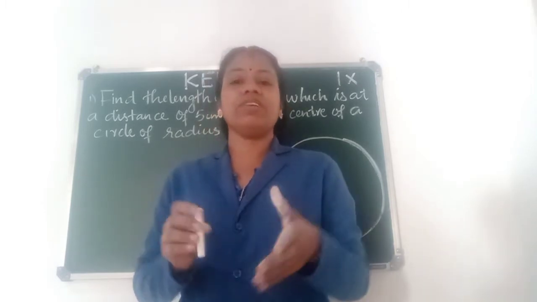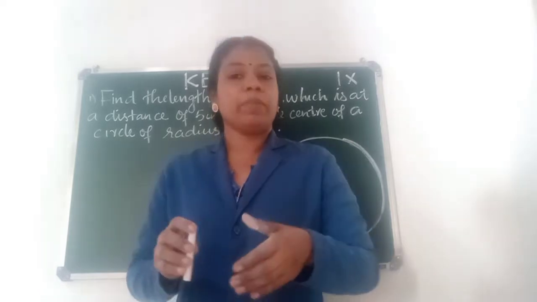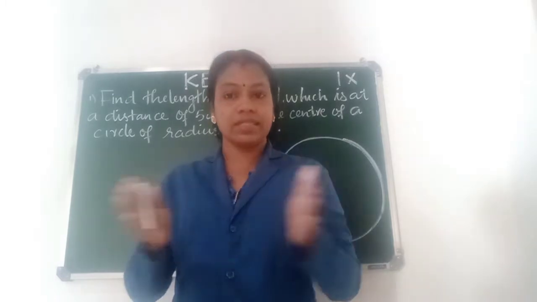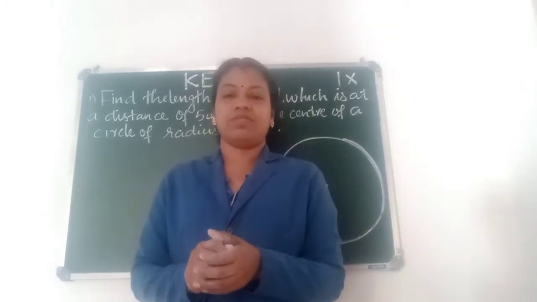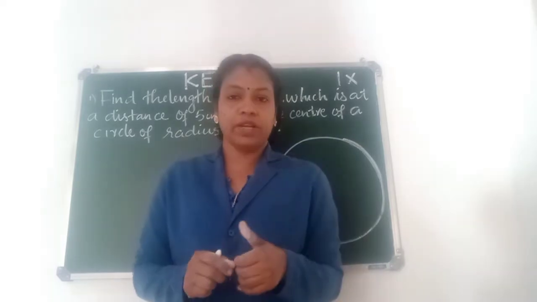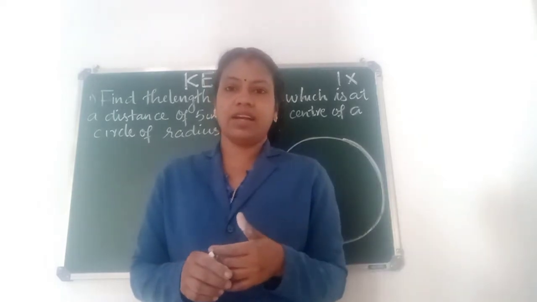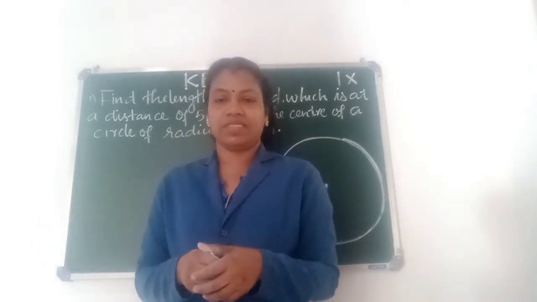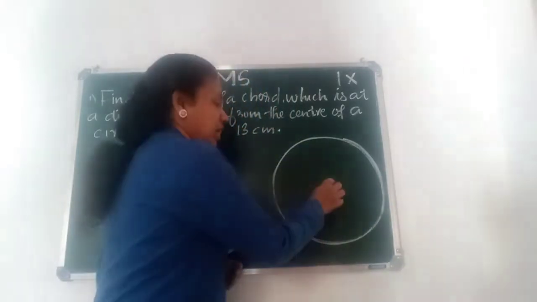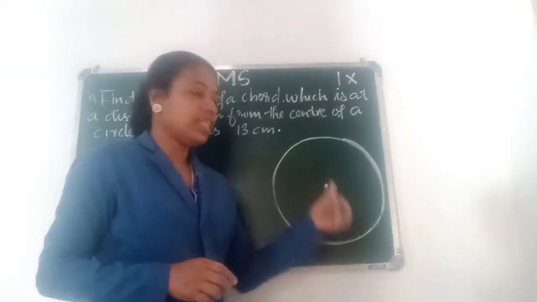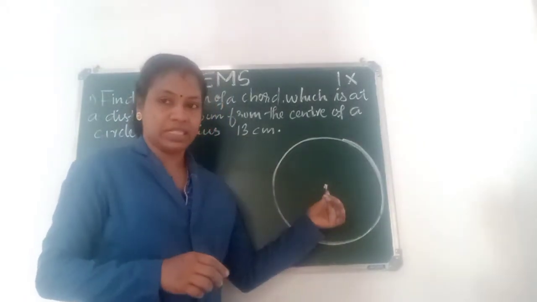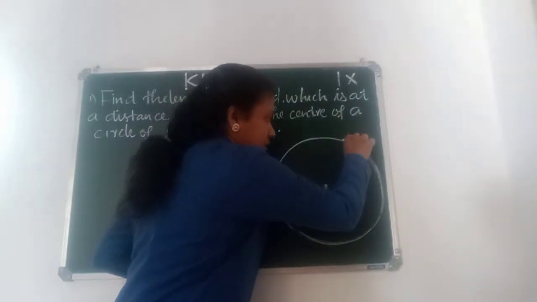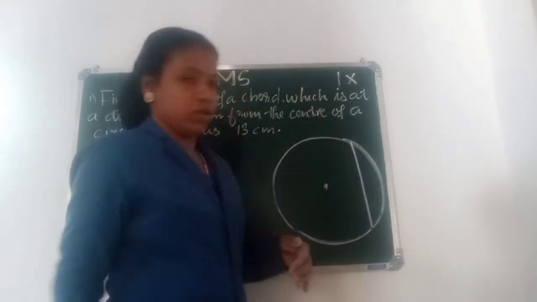Okay. First one. The perpendicular from the center of a circle to a chord bisects the chord. The first property says that the perpendicular from the center of a circle to a chord bisects the chord. Clear? Look here. This property applies to any chord. So here is the chord. Here I draw the chord.